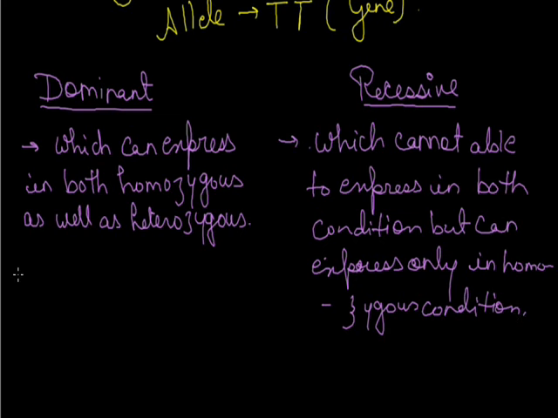Secondly, for dominant, we represent the allele or the gene by a capital T. But for recessive, we represent it by a small t.